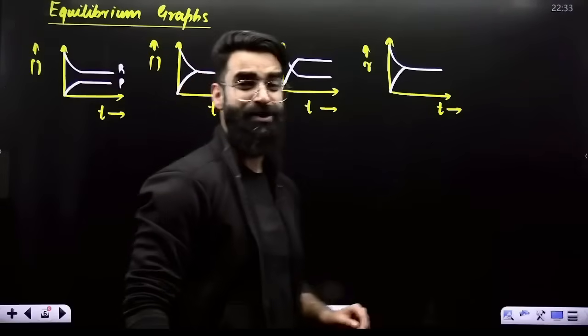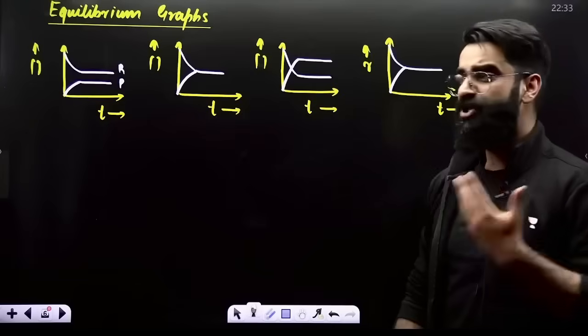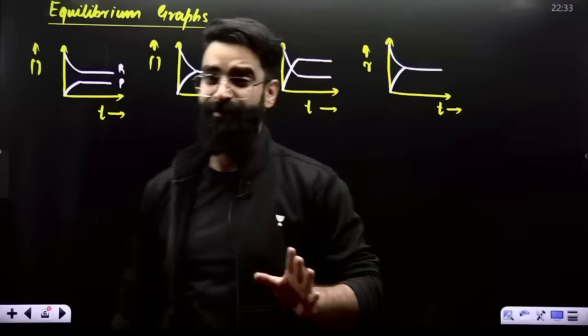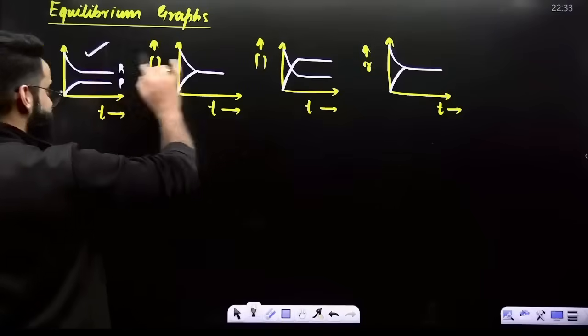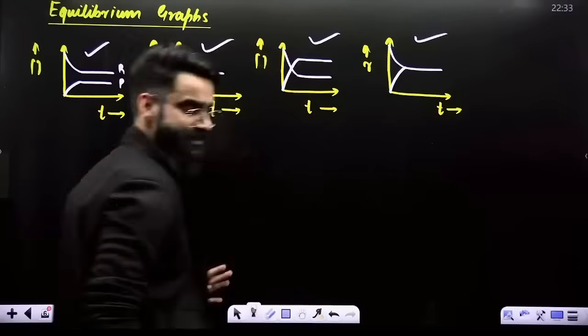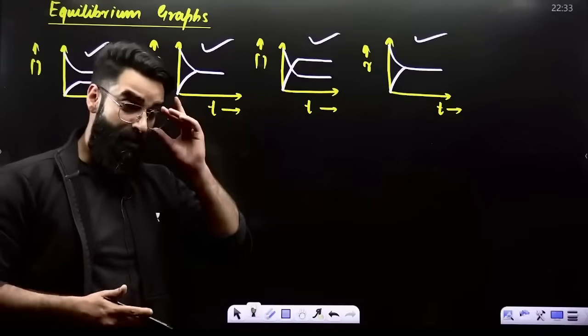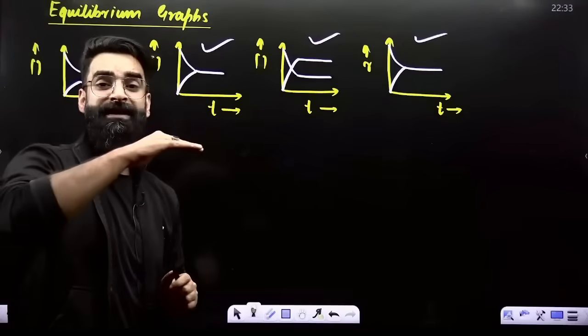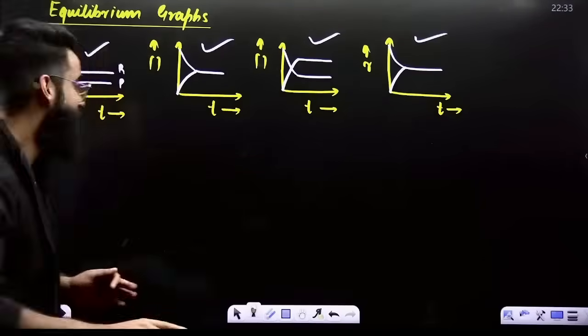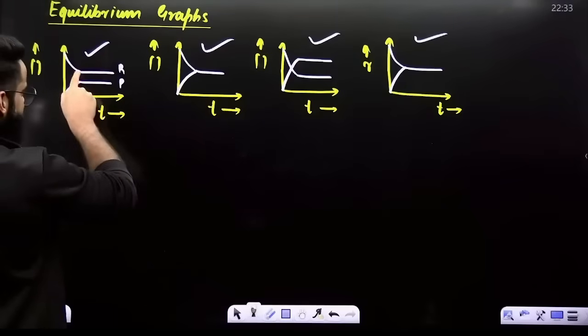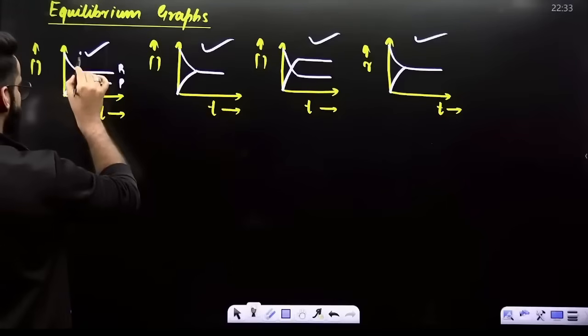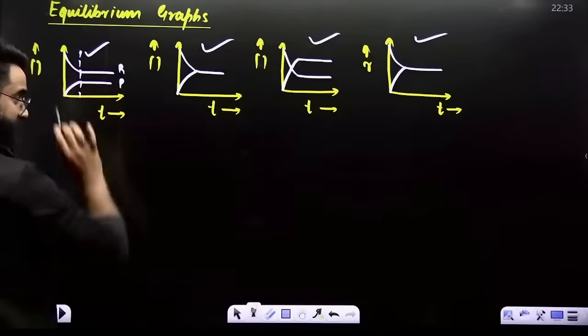My dear students, there can be questions asked related to graphs. Which of the following graphs correctly represent equilibrium? My dear students, these are the only graphs which correctly represent equilibrium. Perfect. Concentration versus time. When you define equilibrium, we say at equilibrium, the concentration of reactants and products become fixed. Here, this particular graph is showing that the concentration of reactant and product is becoming fixed after some time, so it is representing equilibrium.